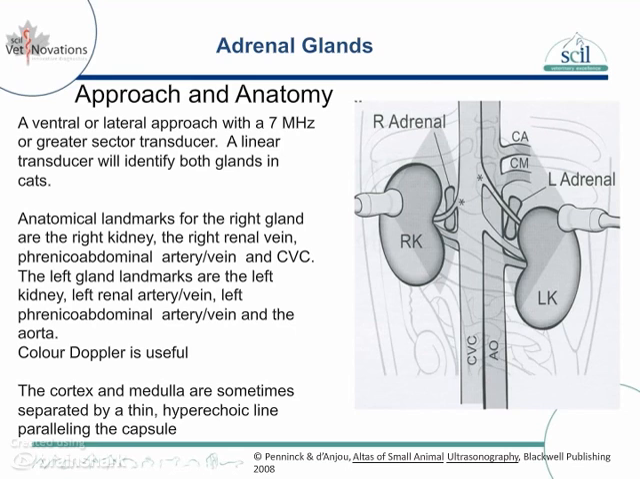Normal glands are hypoechoic to the surrounding adipose tissue, and color Doppler aids in differentiation from the vasculature. Evaluation of these glands is best done with a 7 megahertz or higher linear or sector transducer. The ultrasonic evaluation of the adrenal glands is technically challenging, but is now considered part of a complete abdominal scan in both dogs and cats.